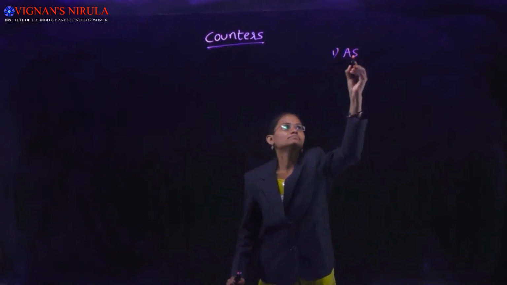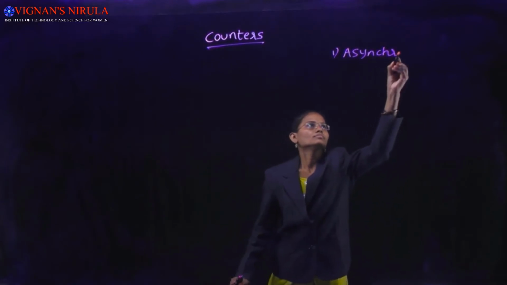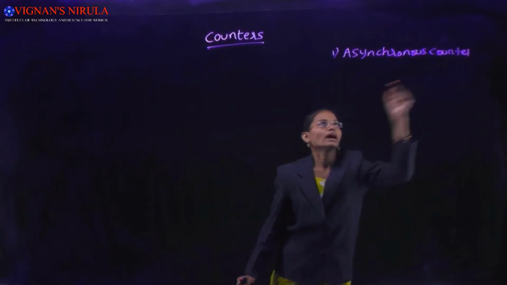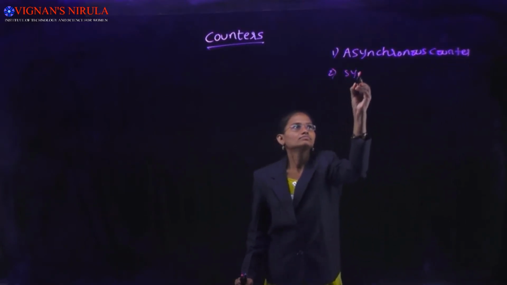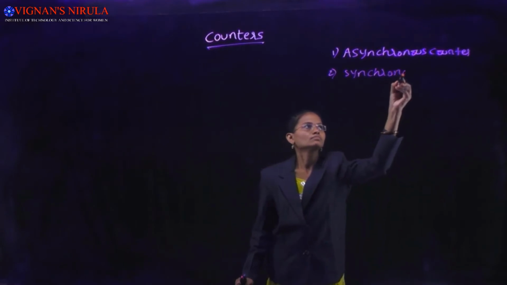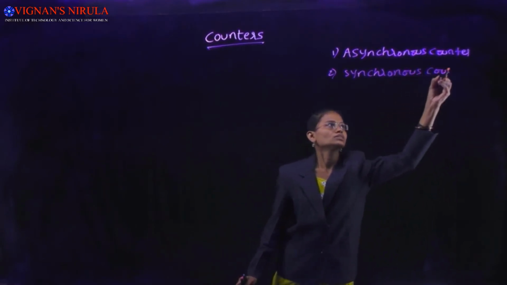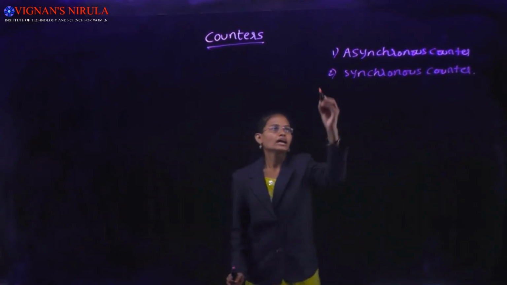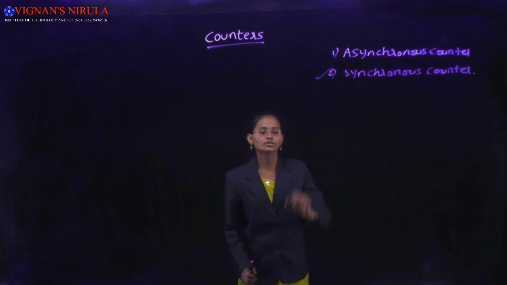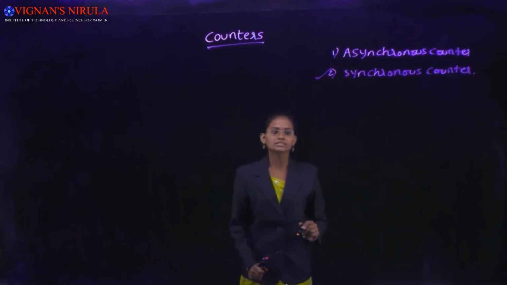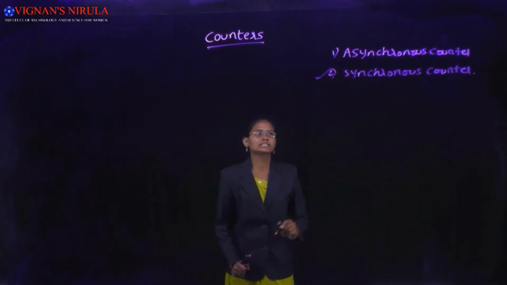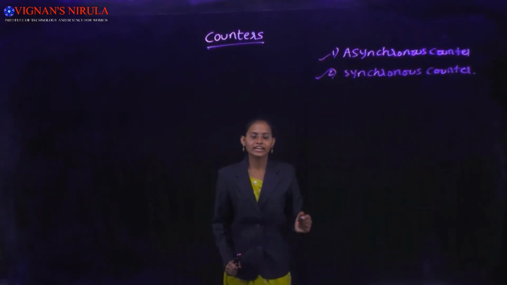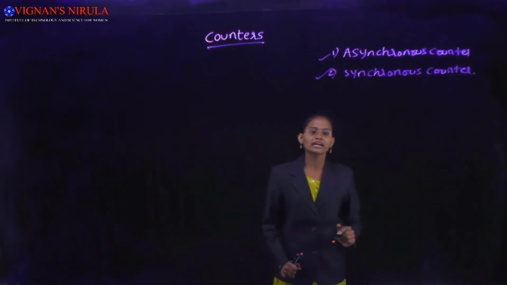First one is asynchronous counter, and second one is the synchronous counter. Okay, coming to the first, asynchronous counter. In an asynchronous counter, each flip-flop is not given the same clock pulse; the clock is different. Okay, the clock is applied in a different way.